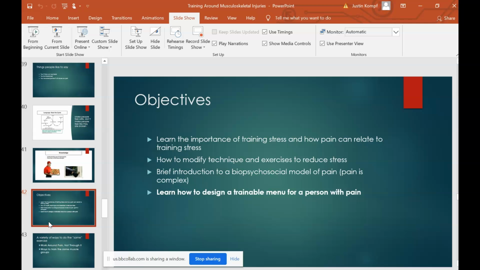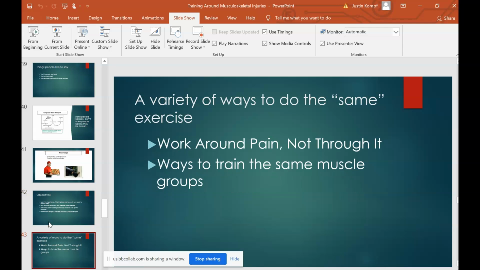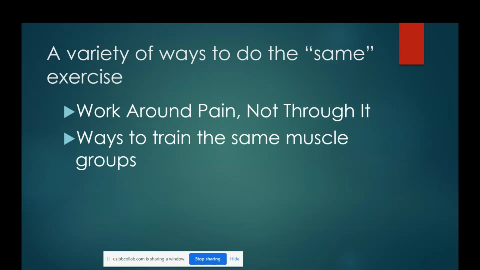Okay, so this part is perhaps the more applicable part for all of you, which is to learn how to design a trainable menu for a person who actually has pain. Maybe that's even you. So there are a variety of ways to do the quote-unquote same exercise. For example, I showed you 3 different ways that you can do squats, 3 different ways that you can do deadlifts. Those are all deadlifts, but there's different ways to do it.